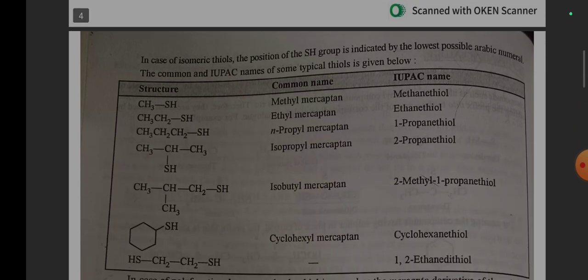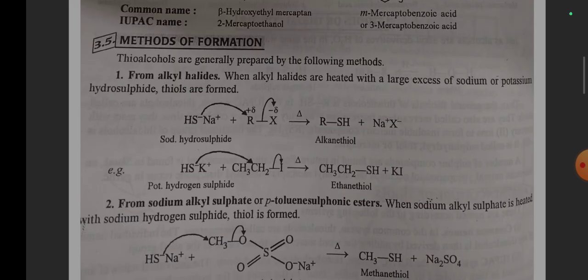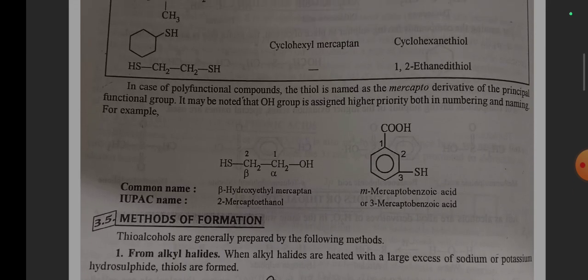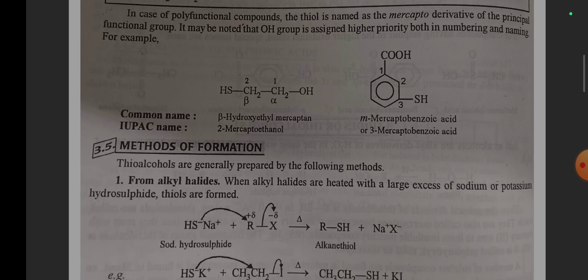In case of isomeric thiols, the position of the SH group is indicated by the lowest possible Arabic numeral. The common and IUPAC names of some special thiols are given below. In case of polyfunctional compounds, the thiol is named as mercapto, a derivative of the principal functional group. It may be noted that the OH group is assigned higher priority both in numbering and naming.